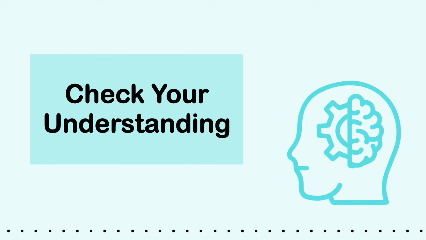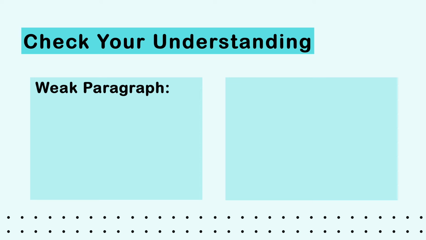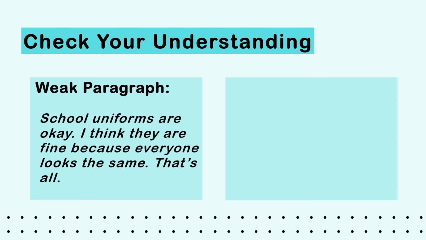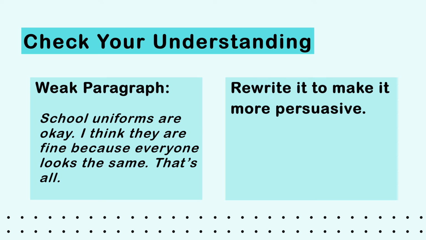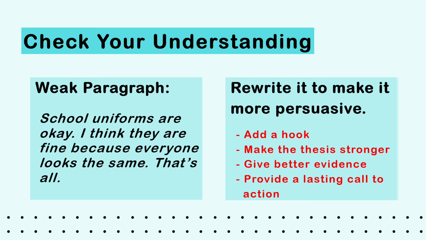So ngayon, let's check your understanding of the lesson. Here is a weak persuasive paragraph. School uniforms are okay. I think they are fine because everyone looks the same. That's all. Rewrite it to make it more persuasive. Add a hook, make the thesis stronger, use better evidence, and provide a lasting call to action. Share your answers in the comments.